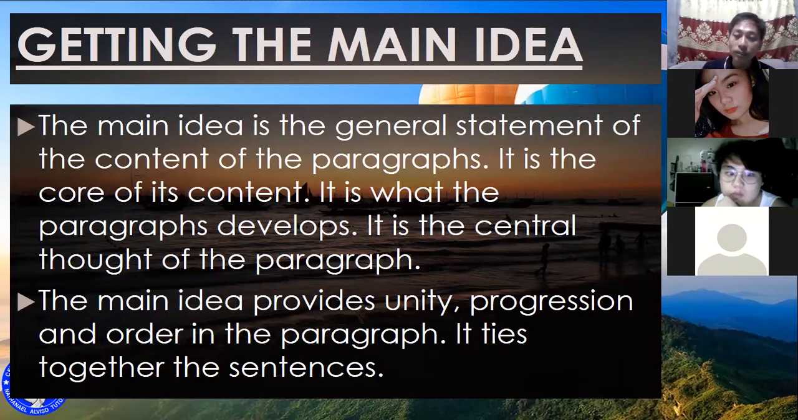And the main idea provides unity, progression, and order in the paragraph. If you find out what the main idea is about, all the other sentences that you're reading in the paragraph will start making sense, okay? So read. Again, the main idea ties together the sentences.